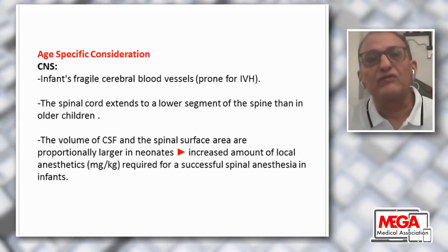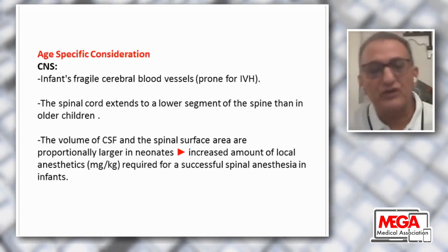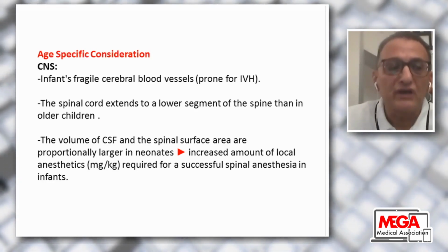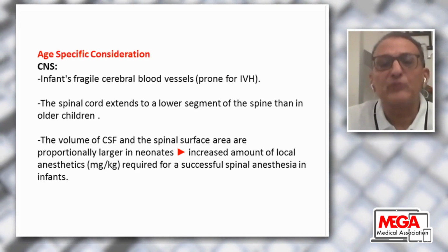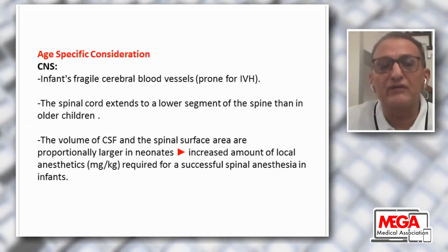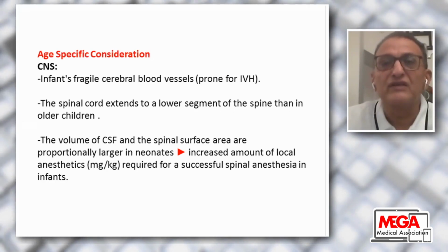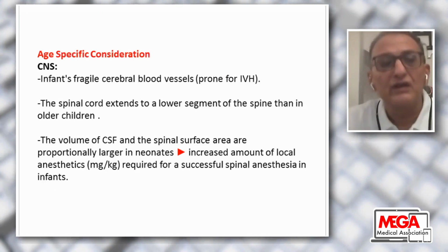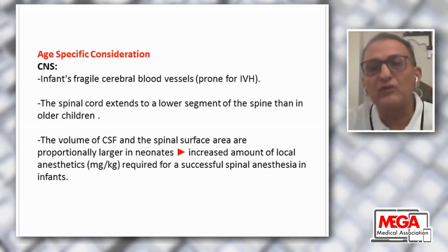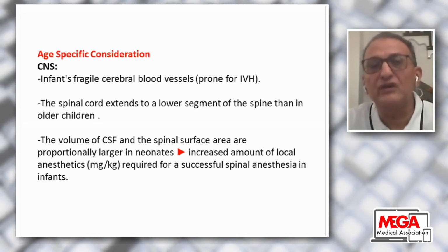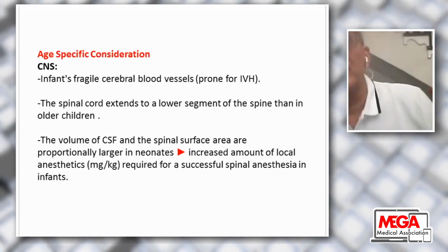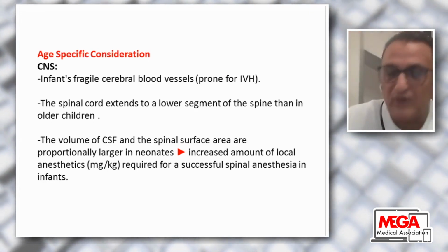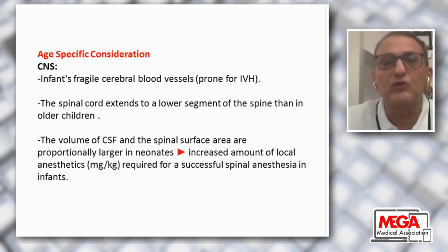They also have fragile cerebral blood vessels, which render them prone to intraventricular hemorrhage in case of stress. Their spinal cord definitely extends to a lower level, and it's easy to hit it when doing a caudal epidural. We will come to it later in this talk. The volume of CSF per kg is higher, and the spinal surface area is larger in neonates. That means that when doing spinal anesthesia, we need higher doses of local anesthetics.